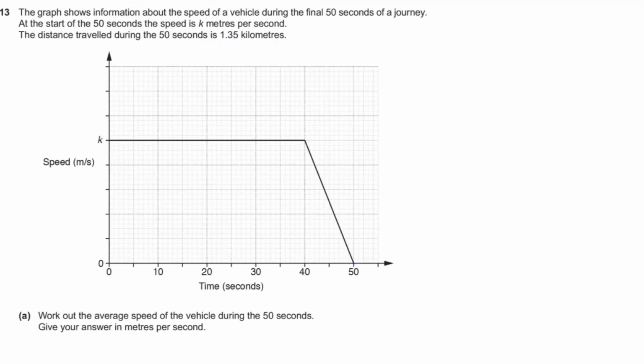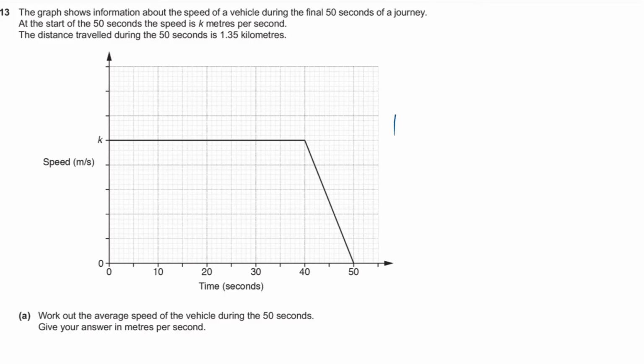Question 13. The graph shows information about the speed of a vehicle during the final 50 seconds of a journey. At the start of the 50 seconds, the speed is k meters per second. The distance travelled during the 50 seconds is 1.35 kilometers. Work out the average speed of the vehicle during the 50 seconds. Give your answer in meters per second.